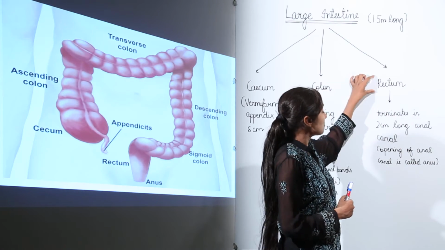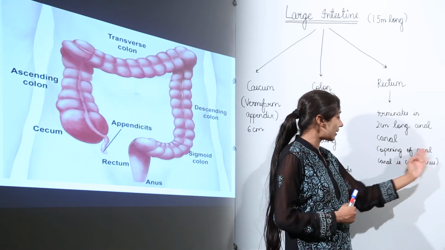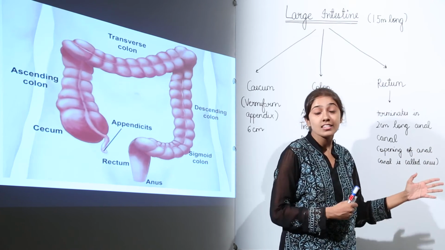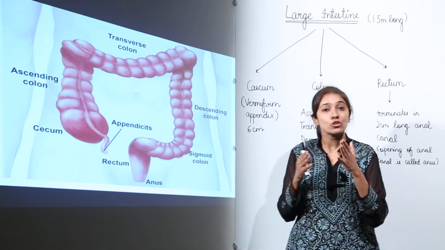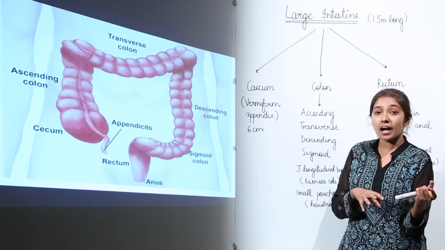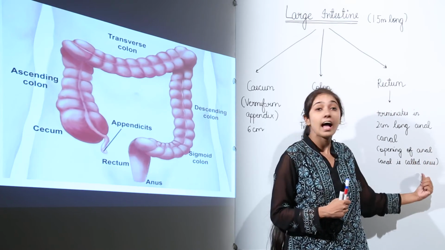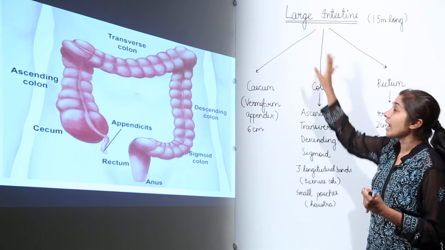Then the rectum part terminates in a 2 centimeter long anal canal, and the opening of this anal canal is called the anus. Now remember that the anus forms the hindgut part. So we have discussed the foregut part, the midgut part, and the hindgut organ is what? It is the anus. Now what is the function of the large intestine?